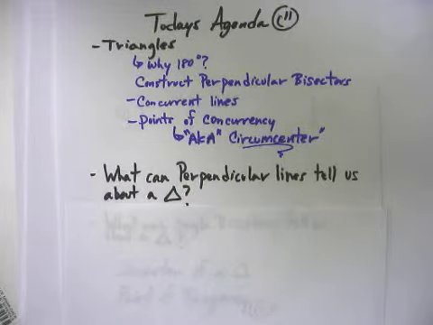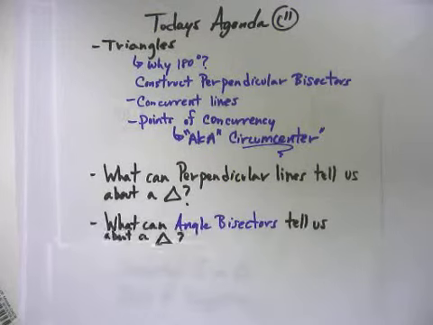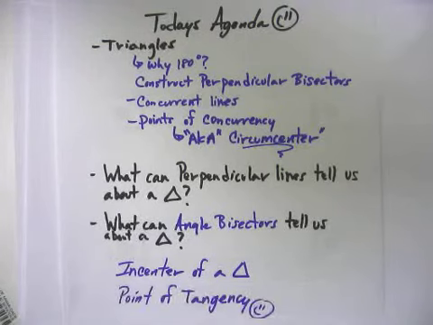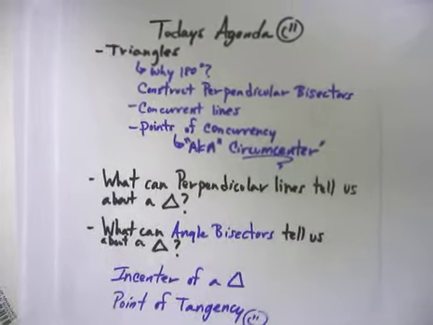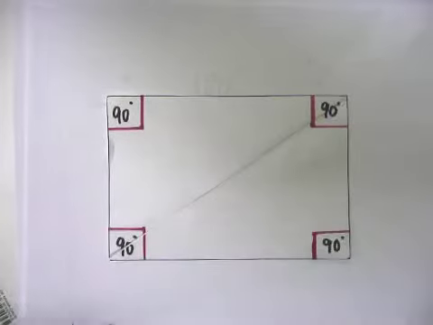We're also going to talk about what a perpendicular bisector can tell us about a triangle, what an angle bisector can tell us about a triangle, and we're also going to talk about the incenter of a triangle and a point of tangency, which is something that we've discussed in the past, and we can actually expand on that some more now. So let's talk about exactly why triangles have 180 degrees.